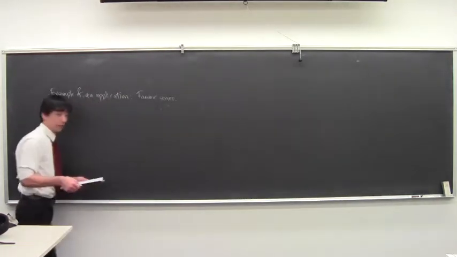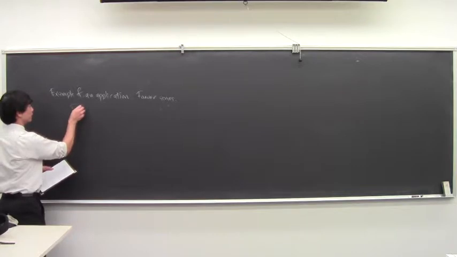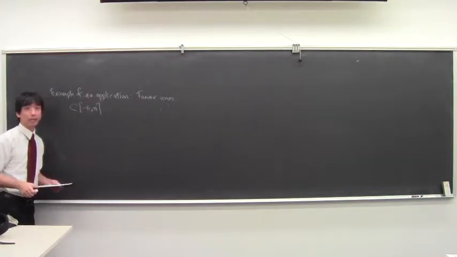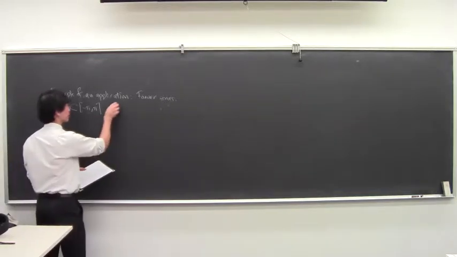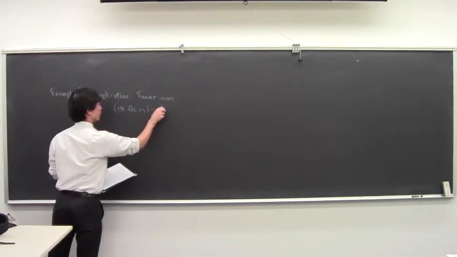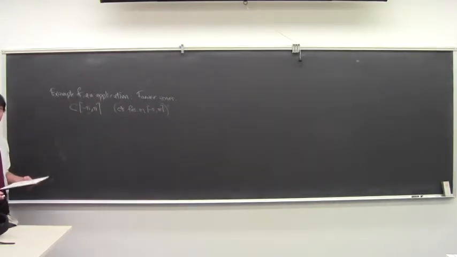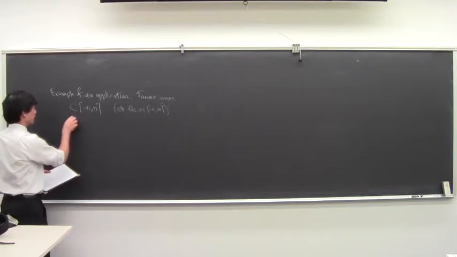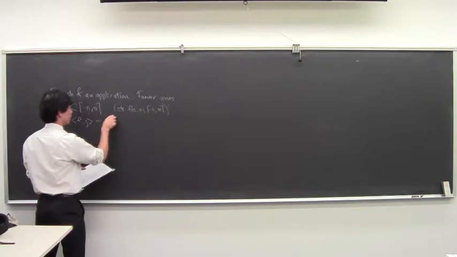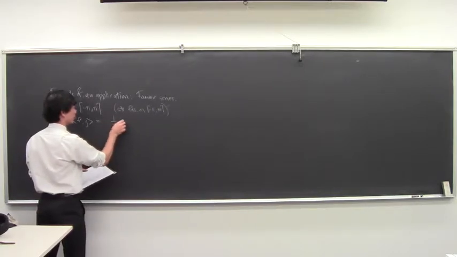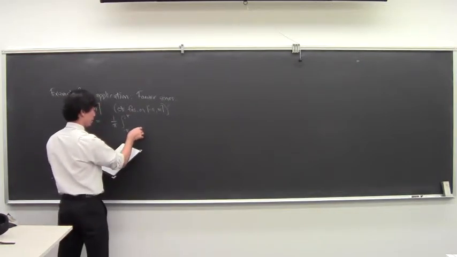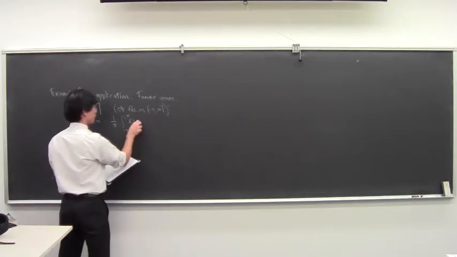Okay, so recall that we were looking at the continuous functions on negative pi to pi. And we put an inner product on it. The inner product of f and g was 1 over pi, the integral from negative pi to pi, of f against g.